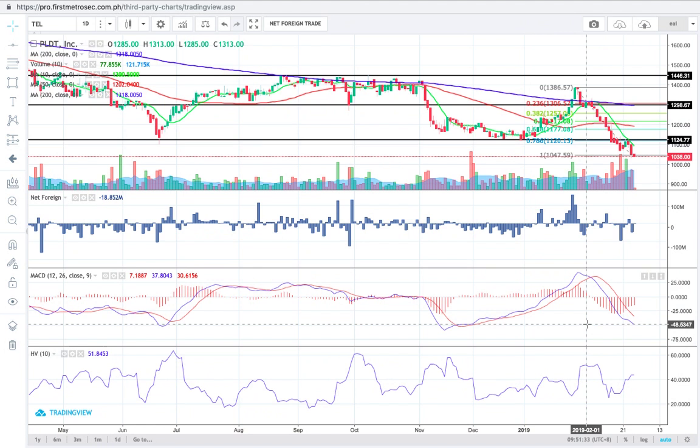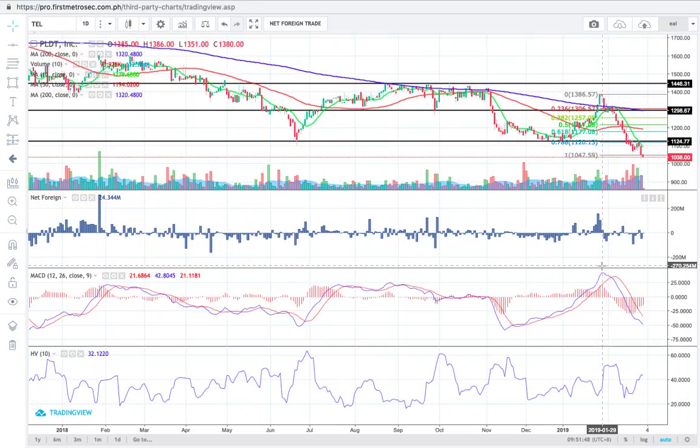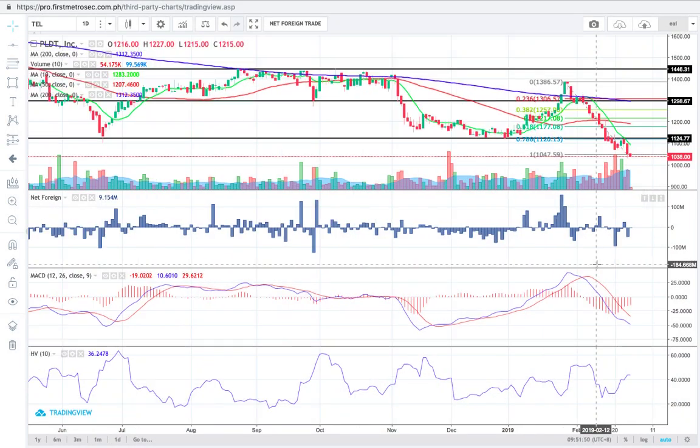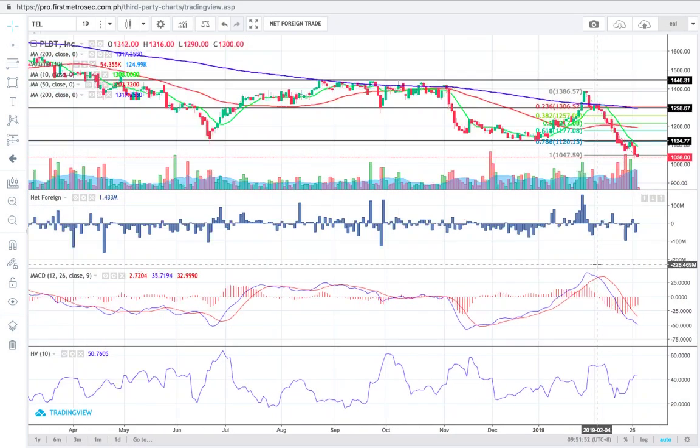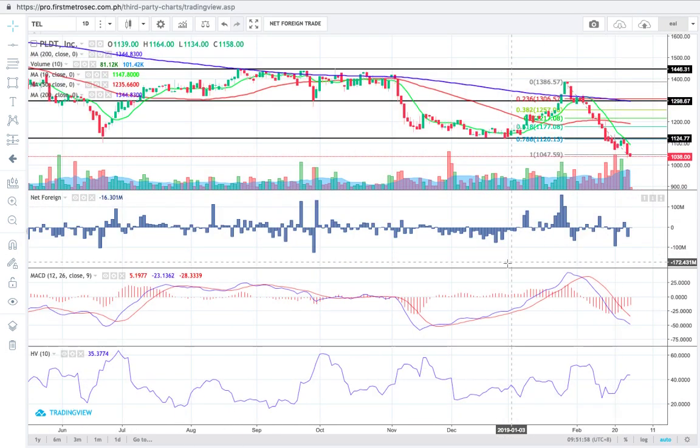Obviously, it's a bearish sentiment for TEL for me. If you have a position on TEL, oh my goodness, what did you see? What did you see that's so buyable about this stock? Just by looking at its chart, you know that investors are not yet so into PLDT yet. Okay, especially the foreign investors.